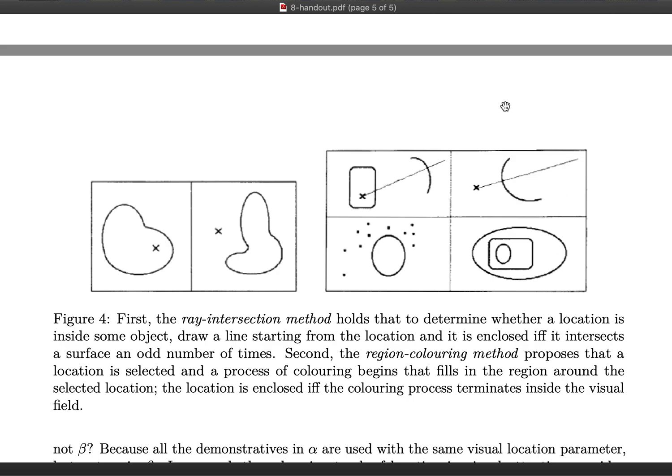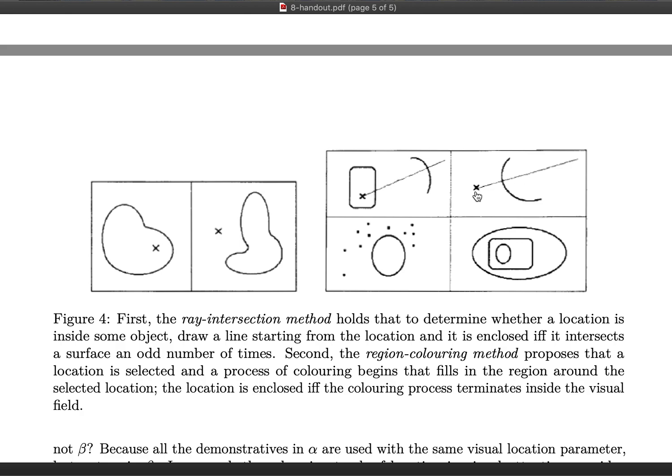Okay, in this example, in this figure on the right, we see some problems with this method. So we see that this method is too simple. So for example here, if we start drawing a line, we intersect once and we intersect another surface. So we intersect 2 surfaces. So according to this method, this is not enclosed, but it is. According to this method, this one is enclosed.